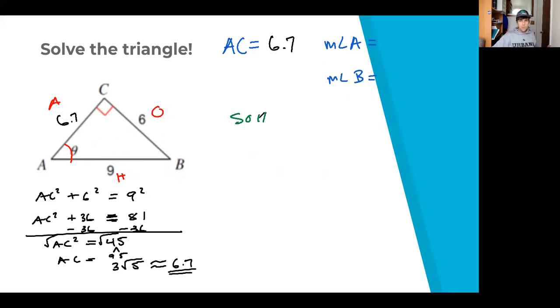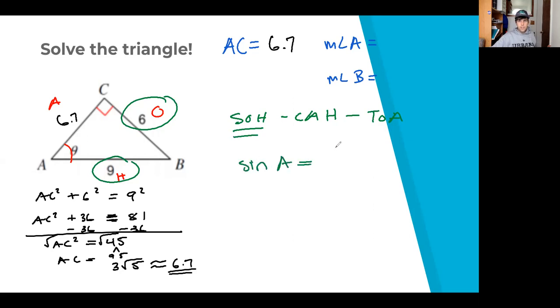TOA. Since I know all of them, I could use sine, I could use cosine, I could use tangent, but I would recommend just using the two that you were given. If you have that option available to you, that makes the most sense, the easiest. So I'm going to use these two, which tells me that I need to use sine for this problem. So sine of angle A is going to equal opposite over adjacent. All right, let's go ahead and substitute those values in that we know.